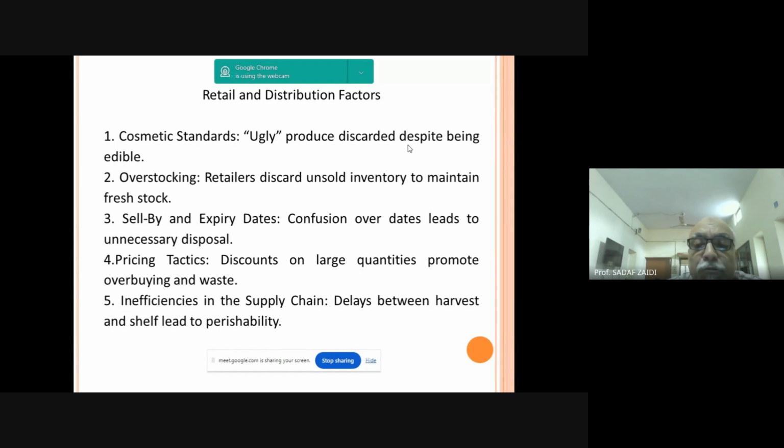तो इसके ऊपर कंफ्यूजन होता है, because of this we go in for unnecessary disposal. हम चीजों को फेंक देते हैं, फूड को, उसके ऊपर जो लेबल्स लगे होते हैं. तो लेबलिंग is a very important thing. फिर प्राइसिंग टैक्टिक्स जो है, उसकी वजह से फूड लॉस बहुत होता है. Discounts on large quantities promote overbuying and waste.